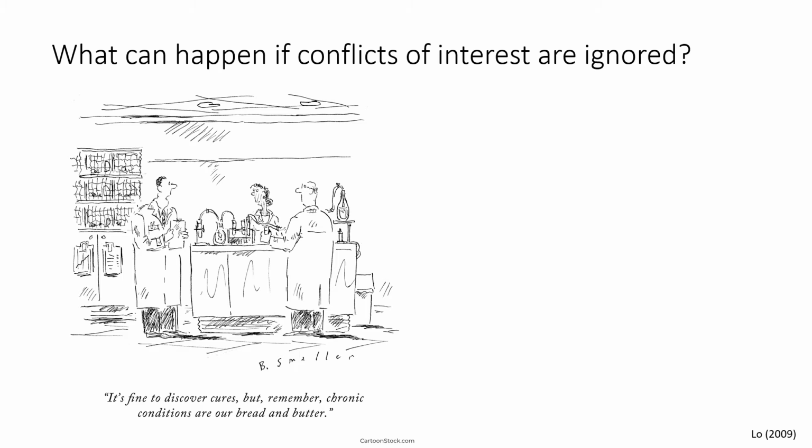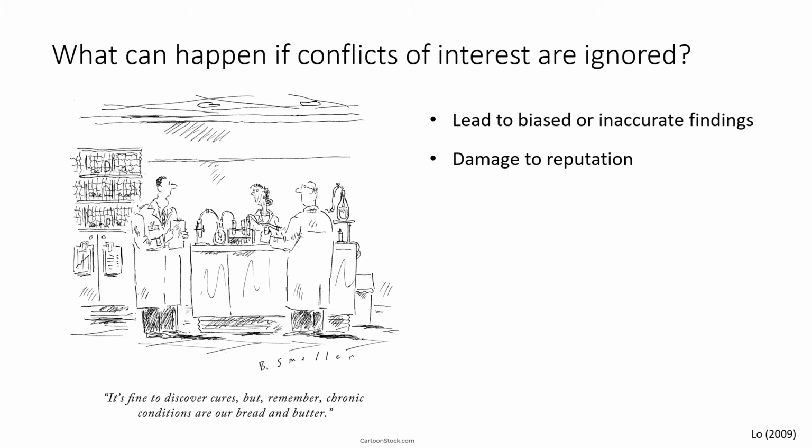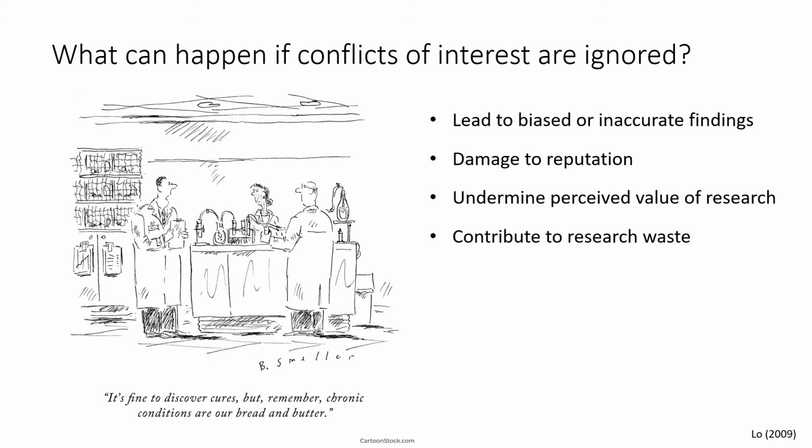Well, a secondary interest can affect a person's judgment, their reasoning, their motivation, or their behavior. And in doing so, this could create a biased judgment or decision. This could lead to biased or inaccurate findings, which could lead to the damaged reputation of either the research or the researchers. This could undermine the potential or perceived value of the research by those who are using it, which in turn could contribute to research waste.